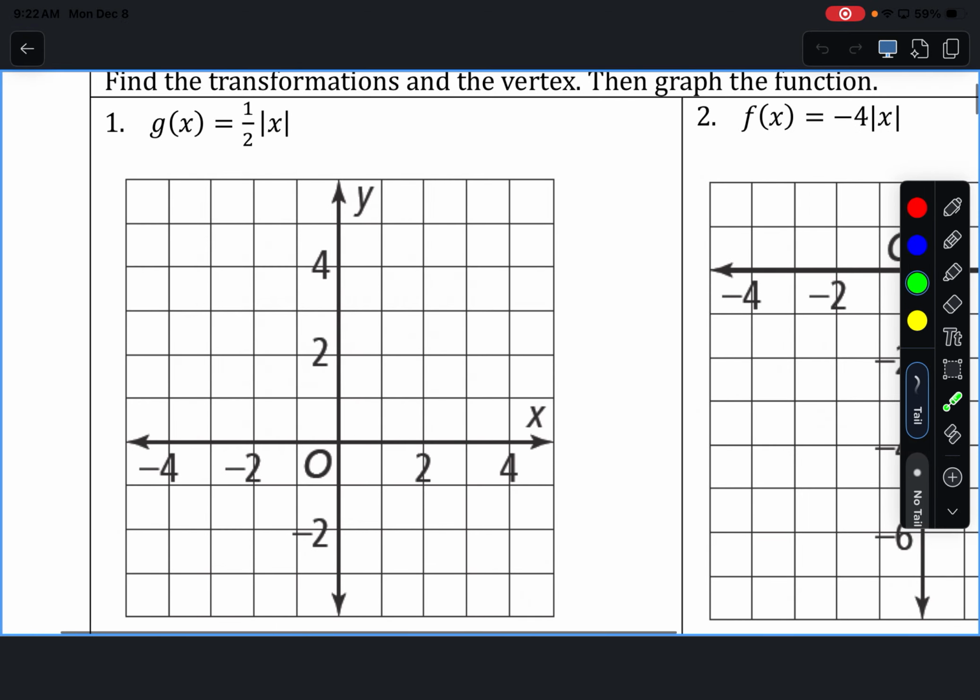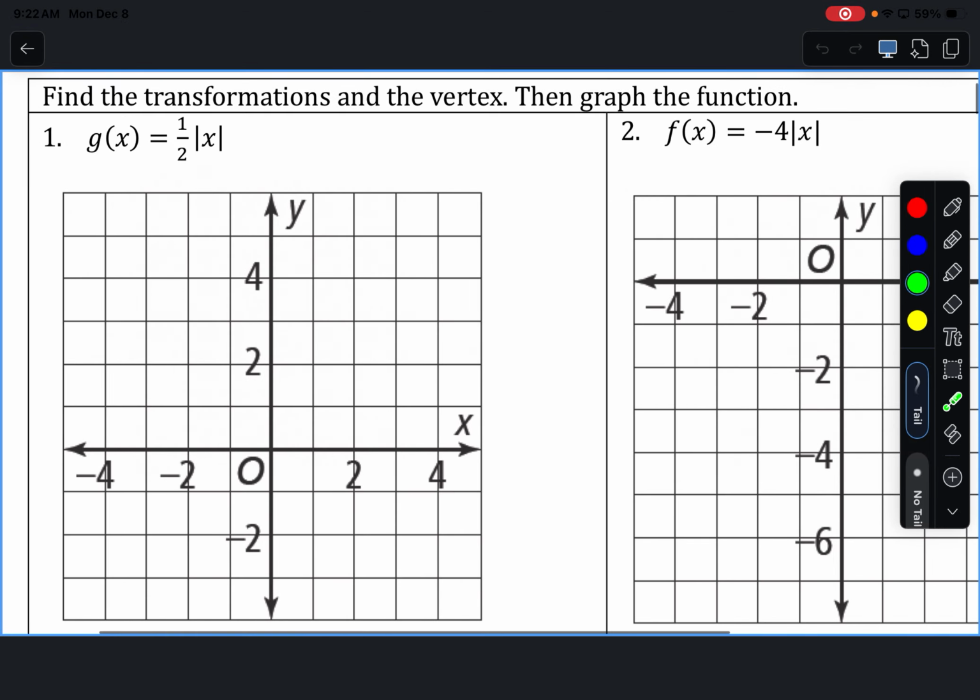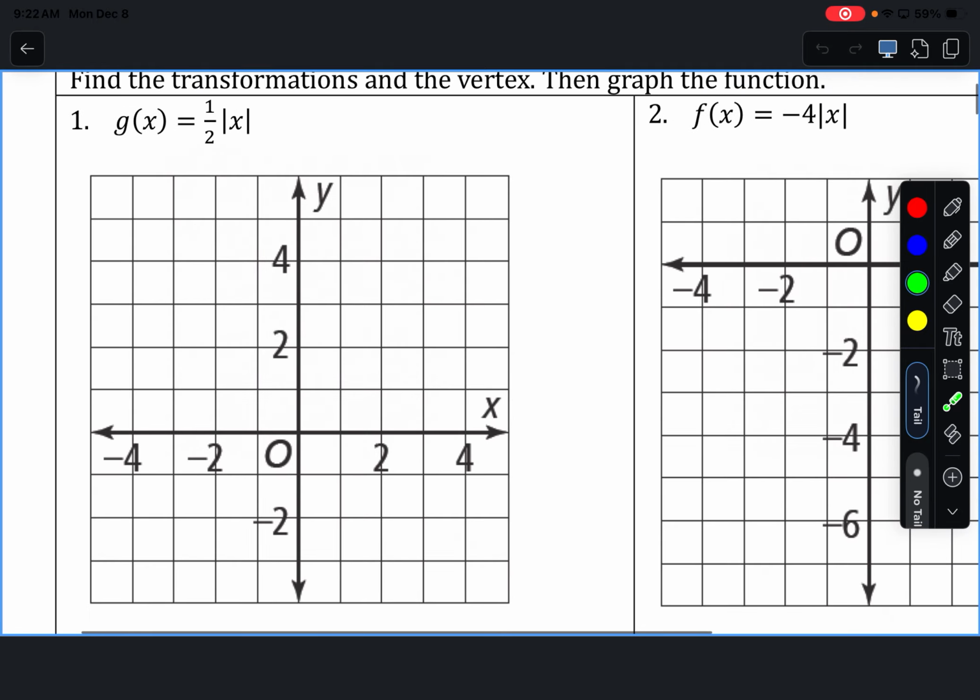For this first section, we have to find the transformations and the vertex, then graph the function. So we have to know our transformations for our absolute value functions. Those will not be on the board for our test. You have to know those. Now, when we look at number 1, those are like the only rules we have to know. Everything else is procedural stuff.